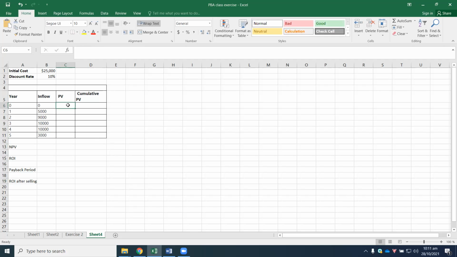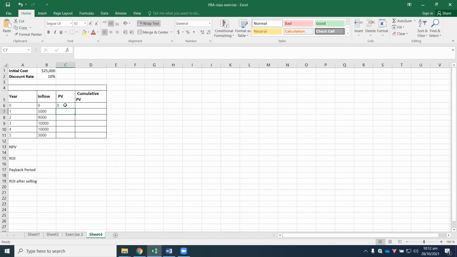So to find the present value, the general formula is the cash flow divided by open bracket 1 plus the rate, close the bracket, to the power of time. So therefore, in this case, our inflow, or cash flow, is 0 divided by, so I have double open brackets. So 1 plus the rate, which is 0.1, close the bracket, to the power of time, which is 0 in this case, and then close the bracket, enter.